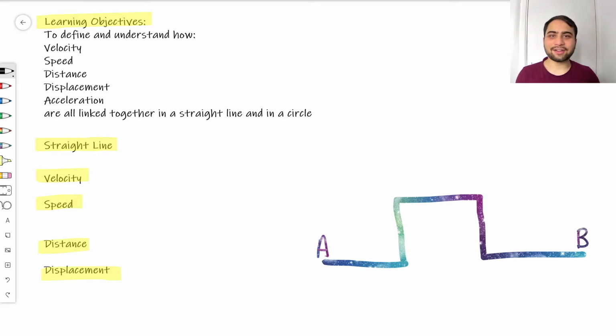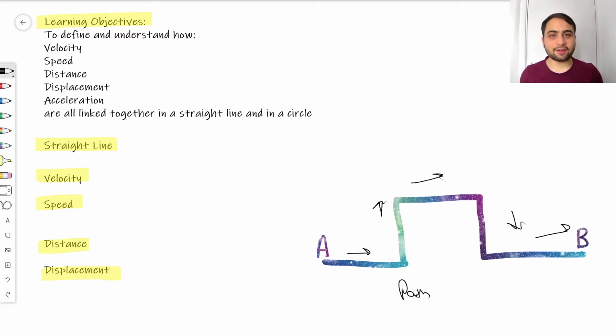Now, let's start having a look at how all these quantities change in a straight line, or I should say straight lines, because I'm going to be traveling my path here from A to B. Okay, so I have to go here, this way, and then up, and there, down, and all the way there to B. So we're going to have a look at how velocity, speed, distance, and displacement change with this.